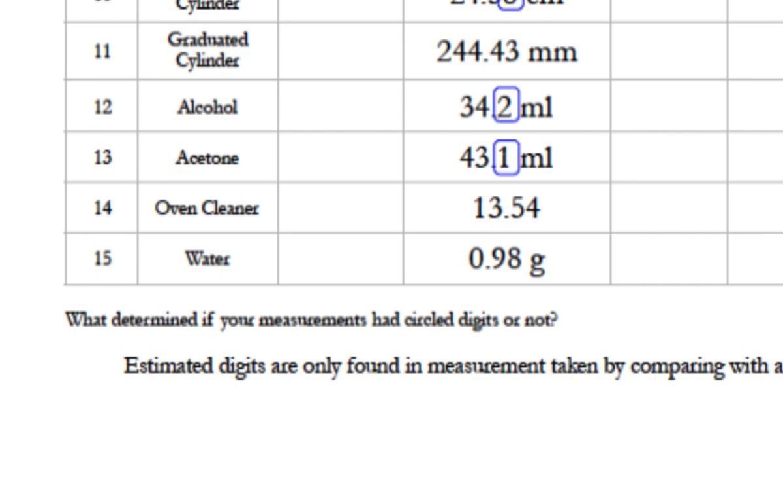And then, guys, finally, number 15, you found the mass of a milliliter of water on a digital balance. You wrote down both of the decimal places, but there was no estimation because it was digital.